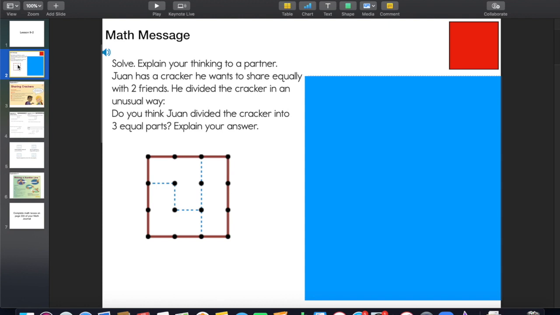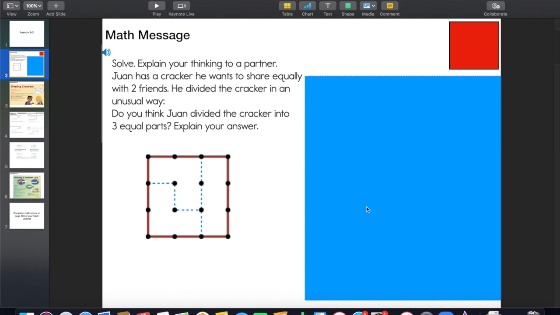Juan has a cracker and he wants to share equally with two friends. He divided the cracker in an unusual way. Do you think Juan divided the cracker into 3 equal parts? Explain your answer. So as I think about this, my first instinct is to say, no, he didn't divide it into 3 equal parts because these parts here don't look like this part here.